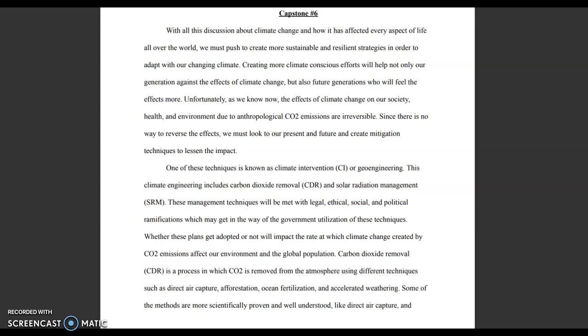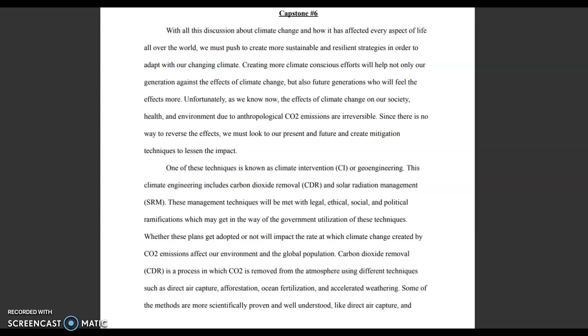Unfortunately, as we know now, the effects of climate change on our society, health, and environment due to anthropogenic CO2 emissions are irreversible. Since there is no way to reverse these effects, we must look to our present and future and create mitigation techniques to lessen the impact. One of these techniques is known as climate intervention or geoengineering. This climate engineering includes carbon dioxide removal and solar radiation management.